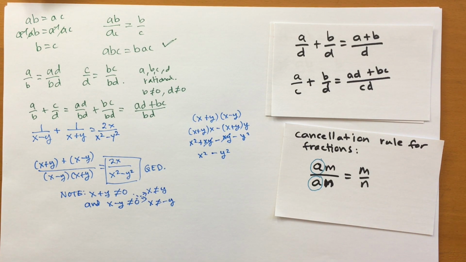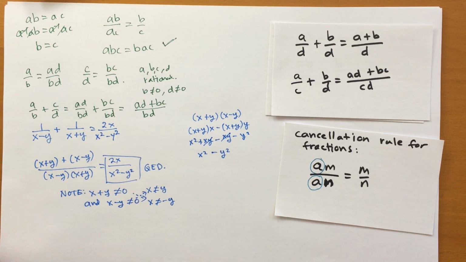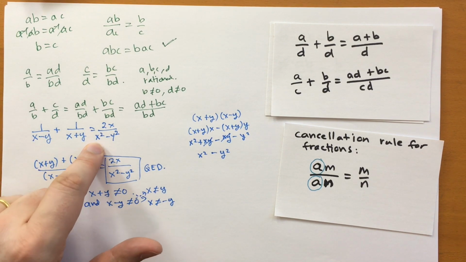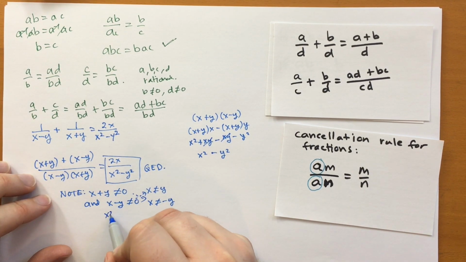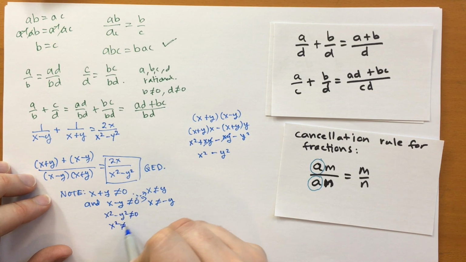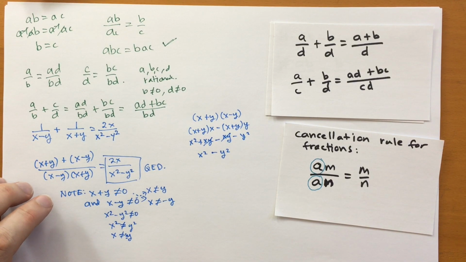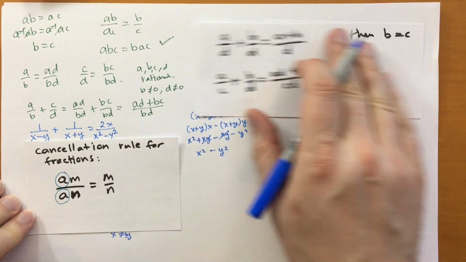And so even though we didn't state that, when you look at these equations, you have to assume that's true. Okay? And if this is true, then x squared minus y squared also cannot equal 0. So x squared cannot equal y squared. In other words, x cannot equal plus or minus y. Okay? Pretty simple stuff.